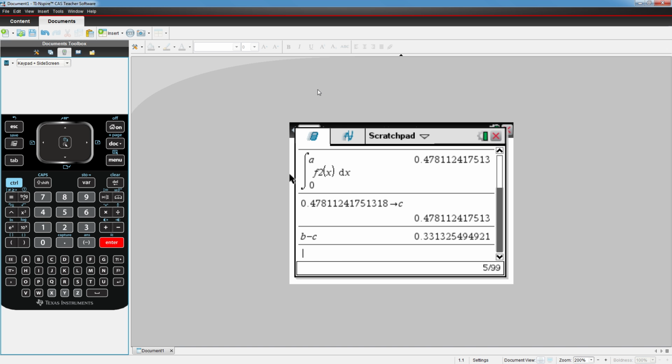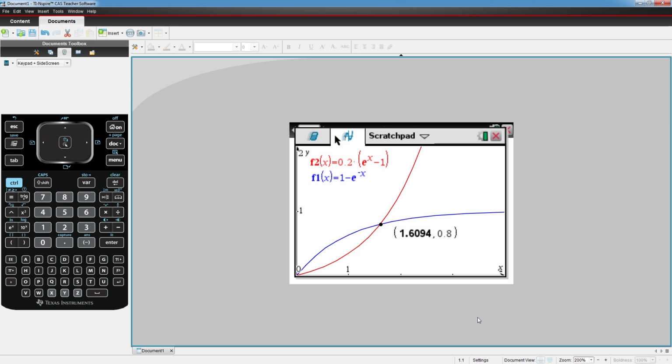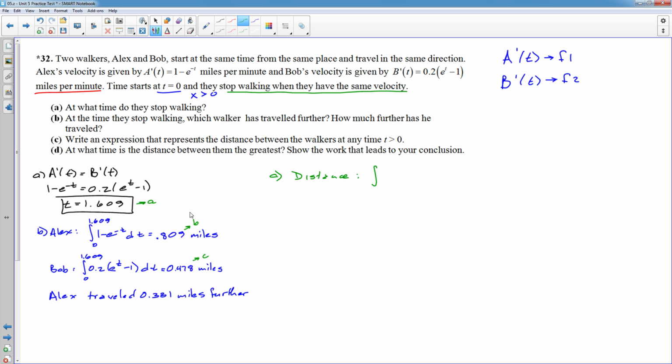But we know that Alex traveled further, and by looking at the graphs, we can tell that Alex is ahead of Bob the entire time. He had a faster velocity, a higher velocity the entire trip. So I'm going to make sure I put Alex first, and the total distance is going to be the antiderivative of a prime of t, minus the antiderivative of b prime of t, dt. And then it says an expression that represents the distance between the walkers for any positive value of t.